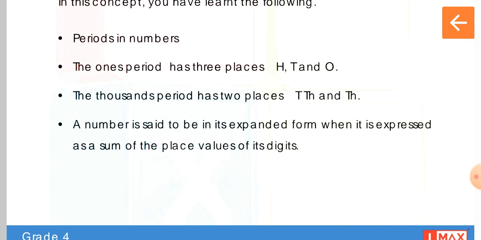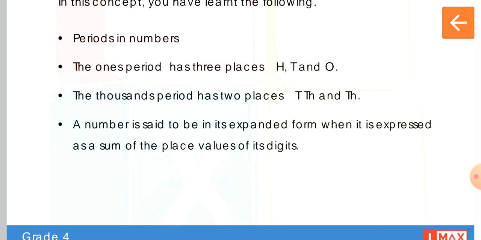Now, a number is said to be in its expanded form when it is expressed as the sum of the place values of its digits. Here is expanded form, the next topic we learned in this chapter. How to write the expanded form of a number? Yes, take the place value of each digit and put a plus symbol between them. That will give you the expanded form.